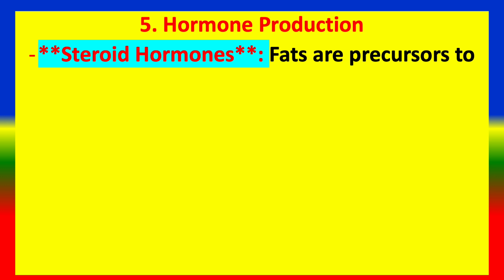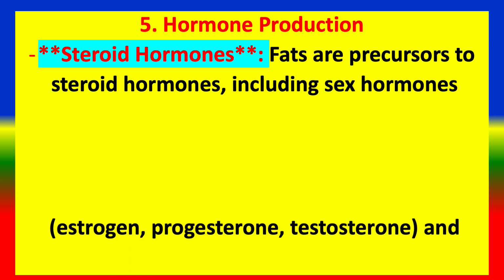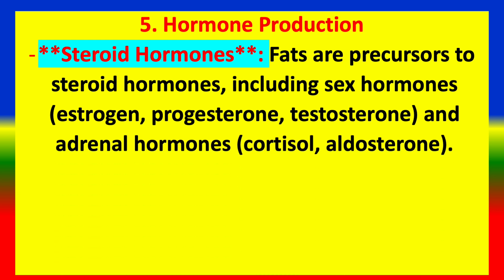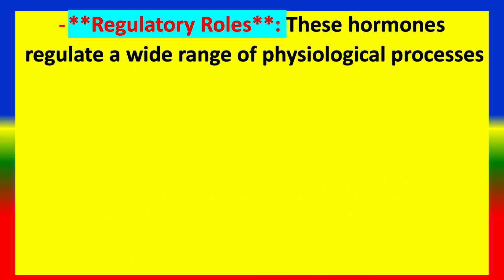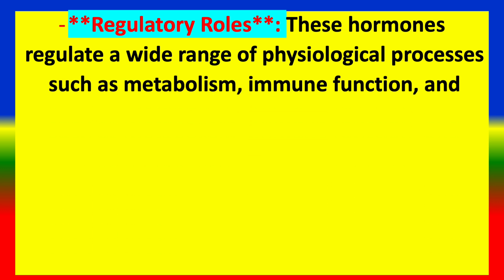Five, hormone production. Steroid hormones. Fats are precursors to steroid hormones, including sex hormones, estrogen, progesterone, testosterone, and adrenal hormones, cortisol, aldosterone. Regulatory roles. These hormones regulate a wide range of physiological processes such as metabolism, immune function, and reproductive health.